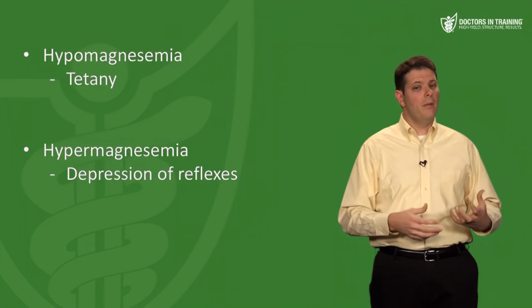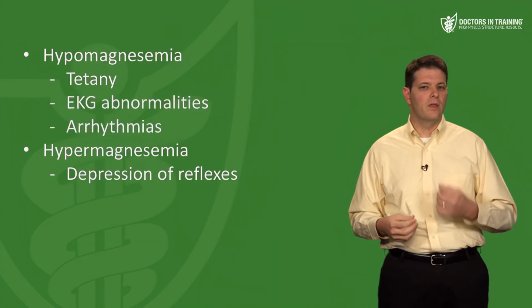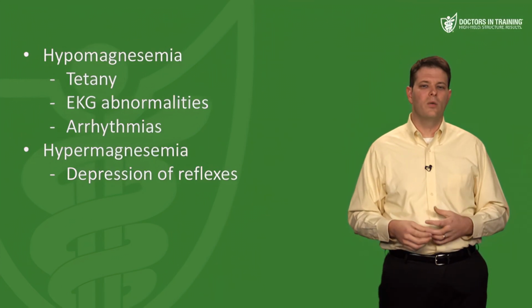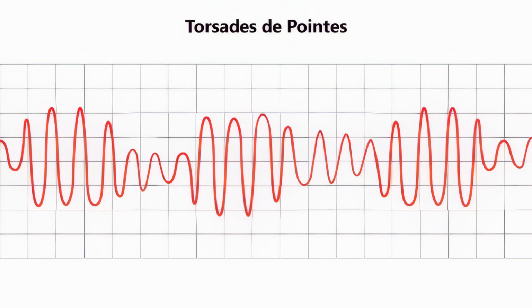Then going back to hypomagnesemia or low magnesium, that can also cause EKG abnormalities and arrhythmias. So low magnesium causes a wide QRS complex and could cause torsade de pointes, which is a form of VTAC, where the VTAC has variable amplitude. So it gets bigger and then it gets smaller, bigger and smaller. It's pretty easy to recognize.